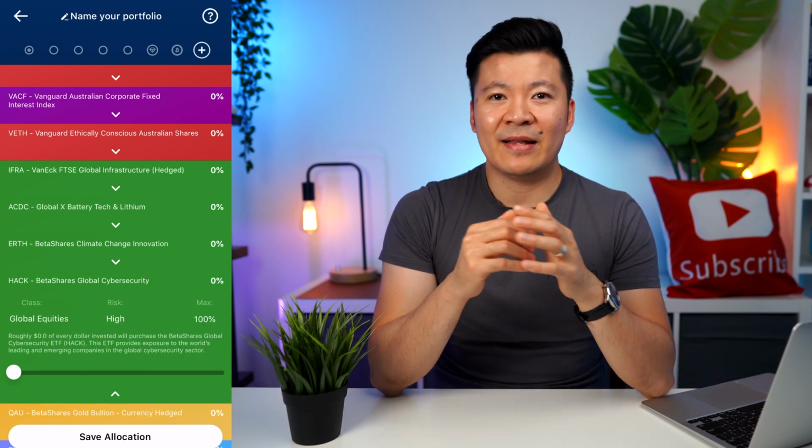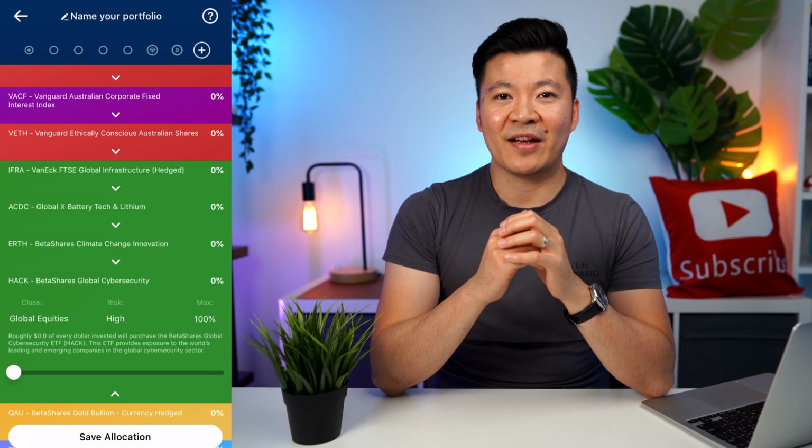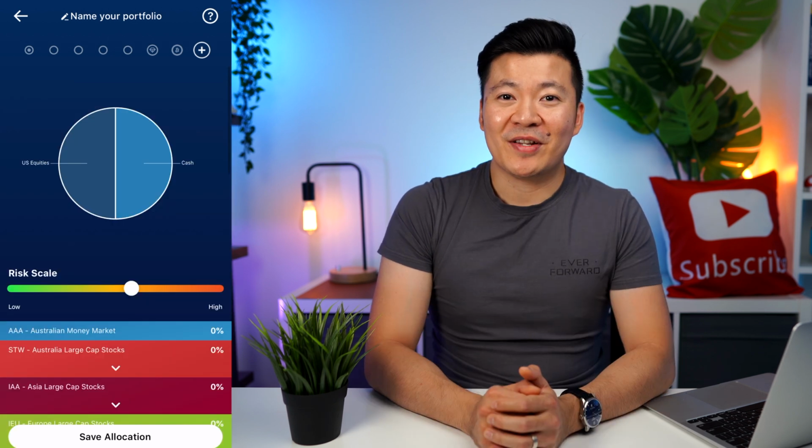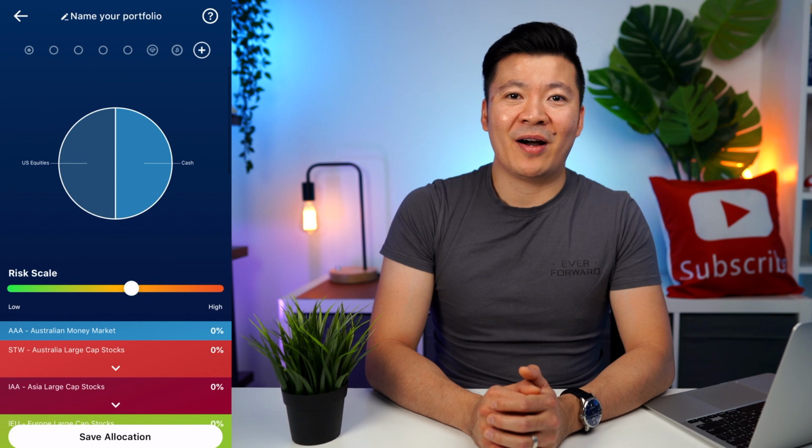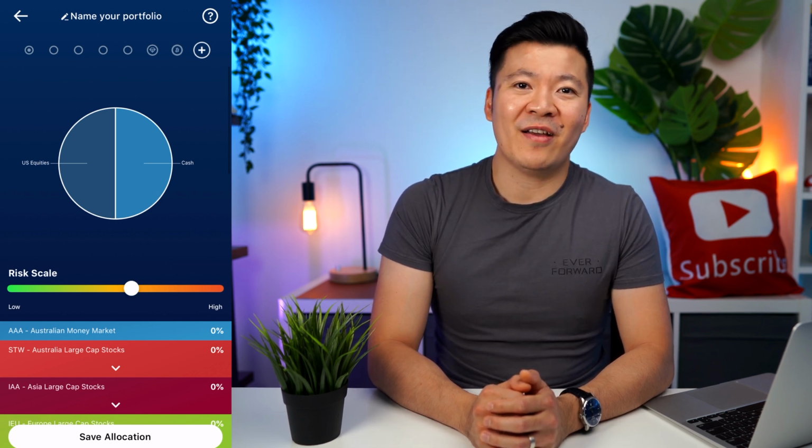So if you think this is an industry that will do well in the future, then you can consider adding some to your portfolio. And once you're done, they'll show you your total portfolio in a pie chart and how risky it is on their risk scale. Then you'll have the option to invest in this portfolio if that's what you want to do.